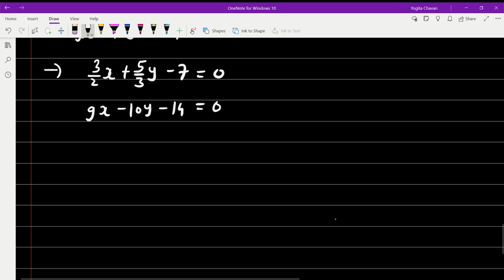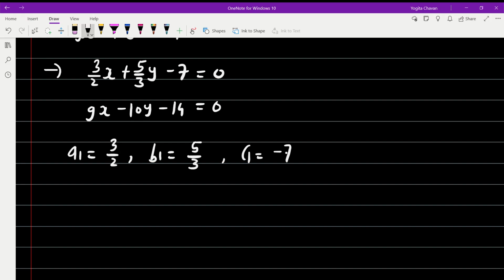So it is a1 is 3 by 2, b1 is 5 by 3, and c1 is minus 7. Similarly, a2 is equal to 9, b2 is equal to minus 10, and c2 is equal to minus 14.